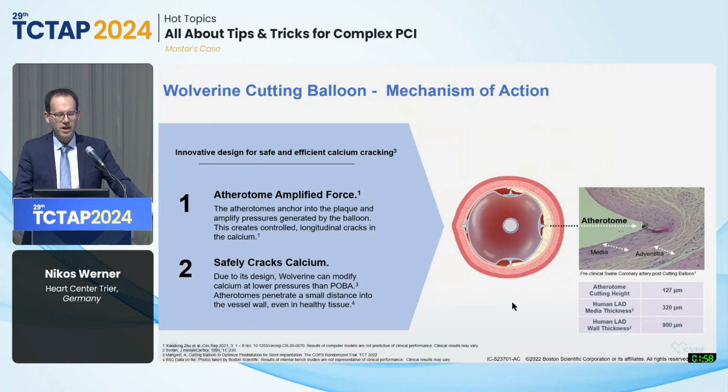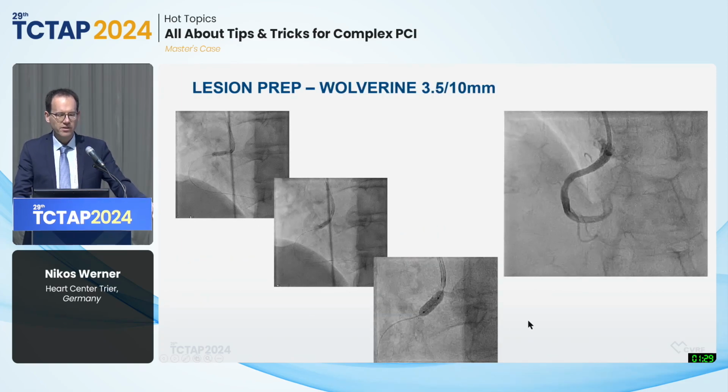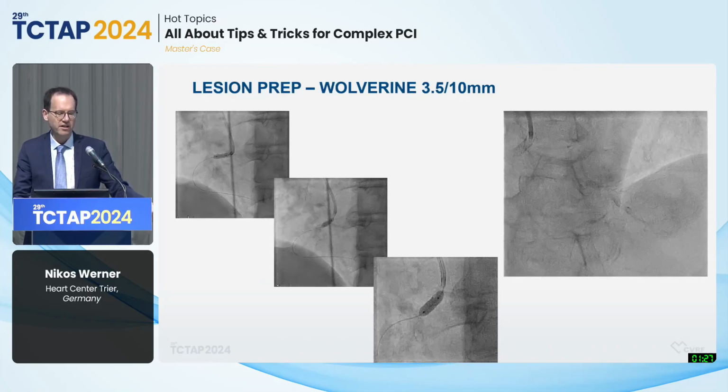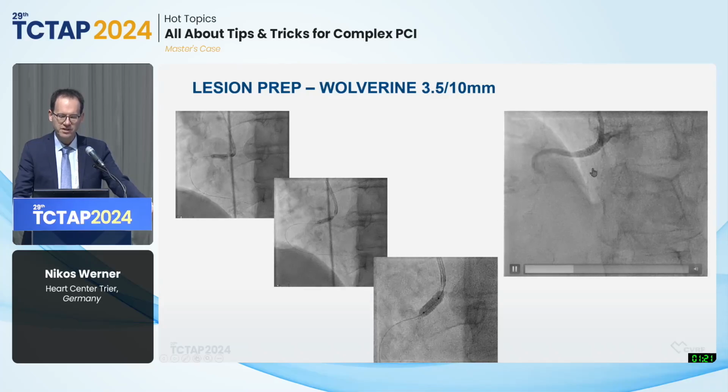So that's why we think that the cutting balloon with its small knives on the balloon maybe has some advantage in terms of you can amplify the force, you can crack calcium if you have some calcium, and therefore we decided to go for a 3.5 millimeter cutting balloon with post-dilatation with a non-compliant 4.0 balloon, and then putting a stent in. So this is the quite unspectacular lesion preparation with the Wolverine, and you can see the final result on the right.